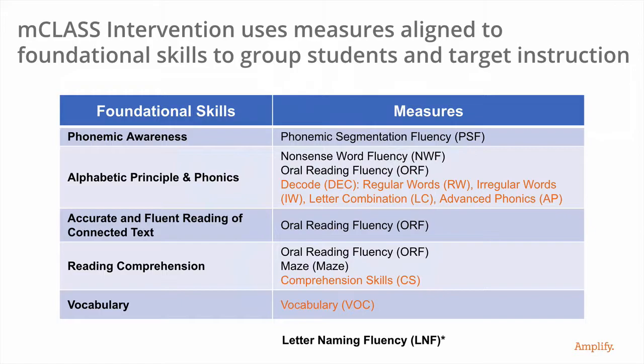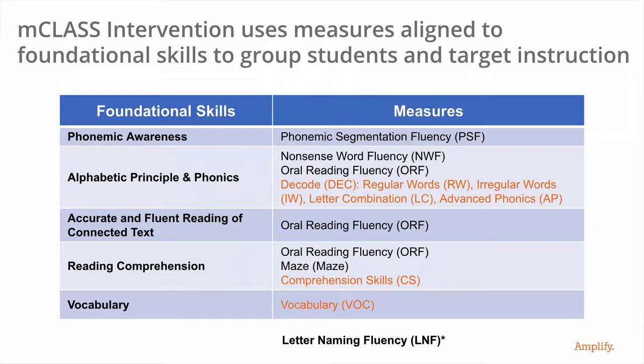Phonemic awareness is measured by phonemic segmentation fluency. Phonics is measured by nonsense word fluency, oral reading fluency, and decoding measures. There are 4 submeasures that give more diagnostic details: regular words, irregular words, letter combination, and advanced phonics. Accurate and fluent reading of connected text is measured by oral reading fluency. Reading comprehension is measured by oral reading fluency, maze, and comprehension skills. Vocabulary is measured by the aptly named vocabulary measure.